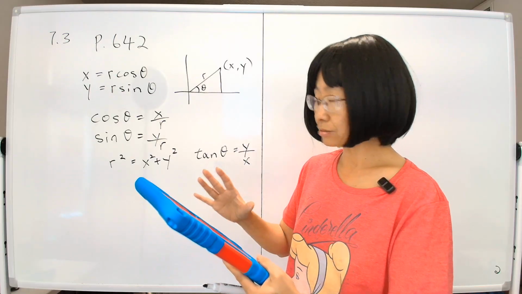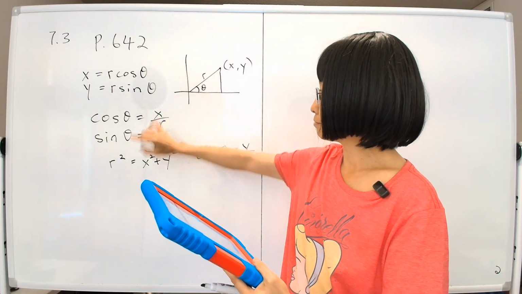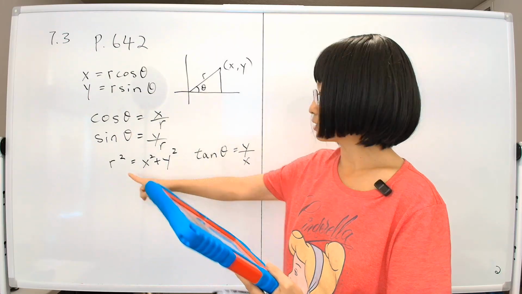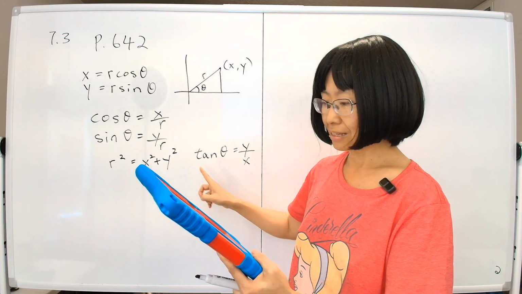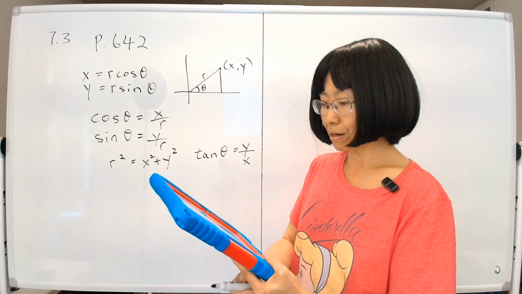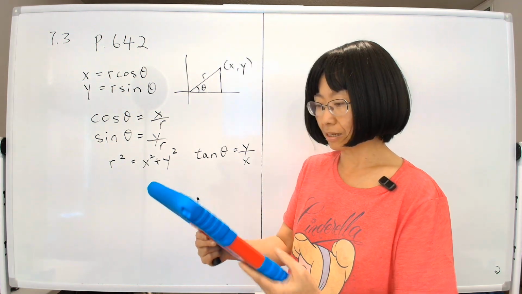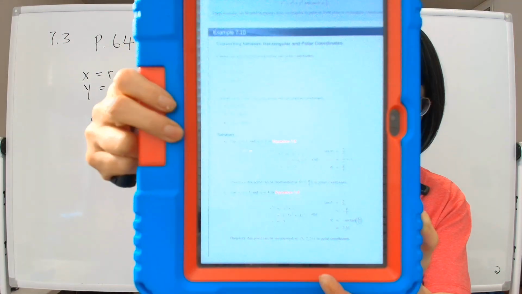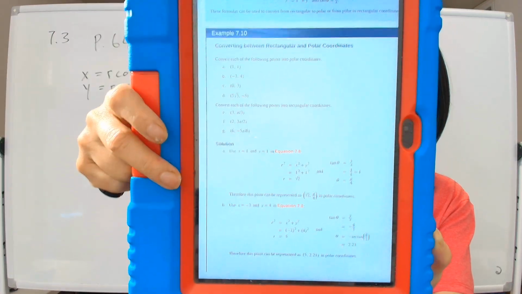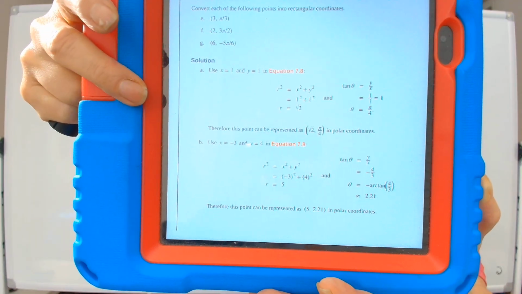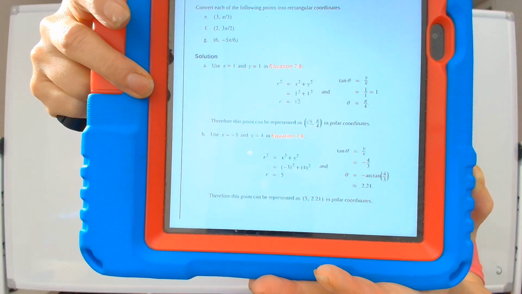Where r equals this, you just plug it into this formula, and then theta equals this. So you plug it in, and out pops your values for r and theta. Let's look at example 7.10 for a second. If you plug in the values, then you get some value for r and theta.